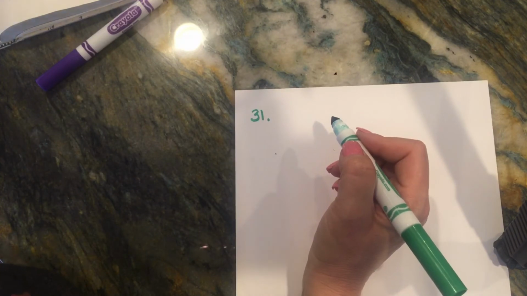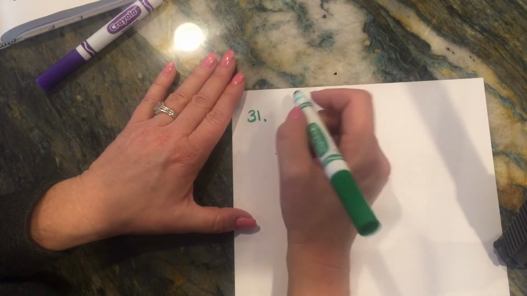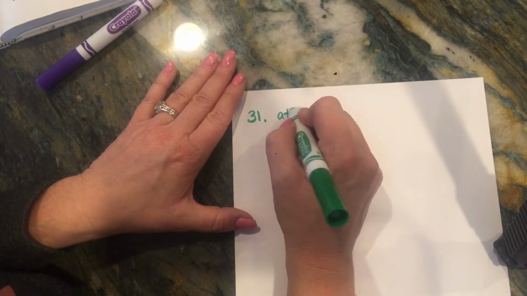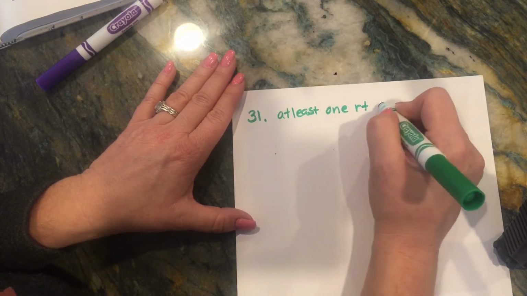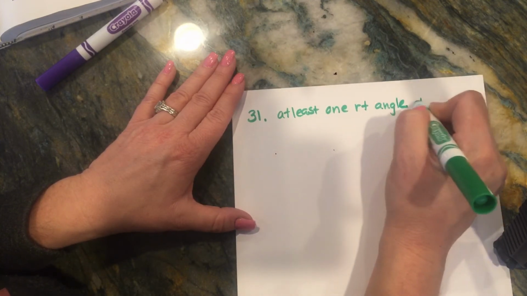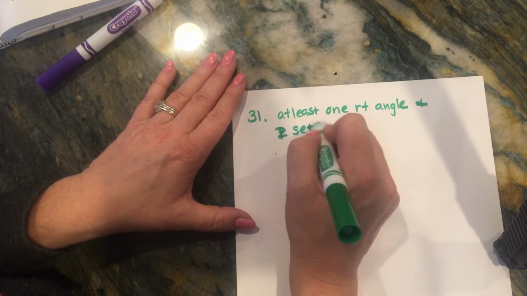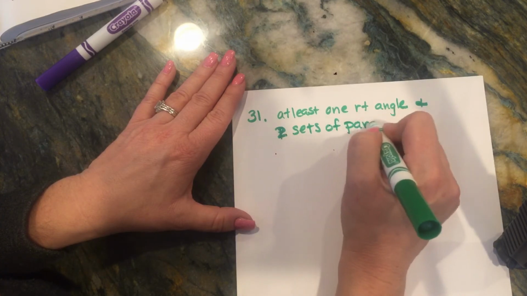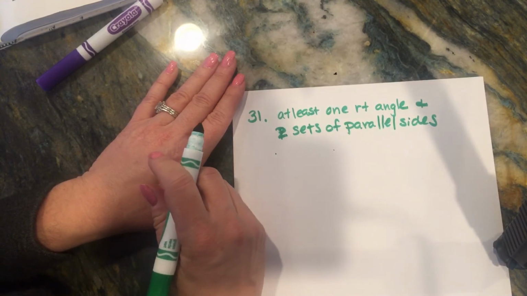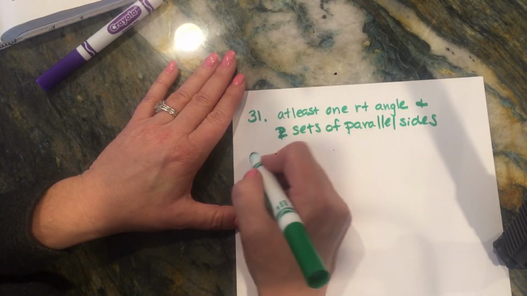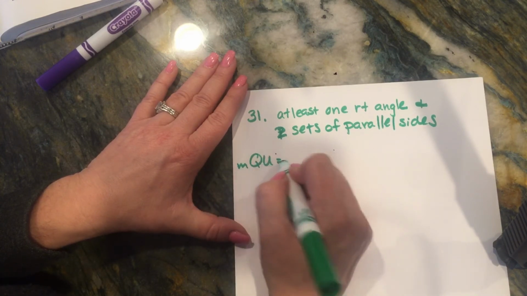Show that the quadrilateral QUAD is a rectangle. So for a rectangle, we have to have at least one right angle and two sets of parallel sides. Okay, here we go. We're finding slopes. So we're going to look at QU, the slope of QU.